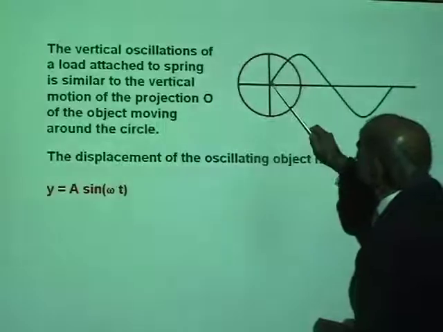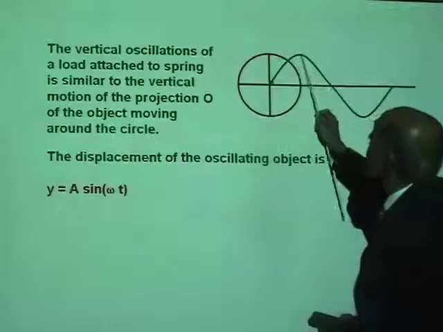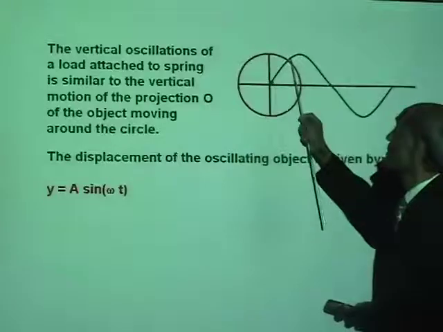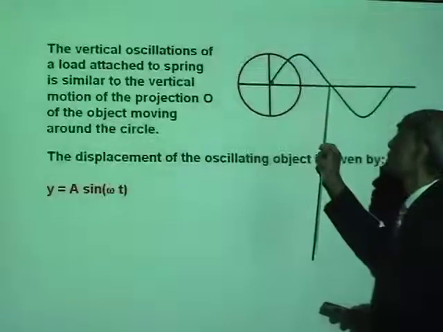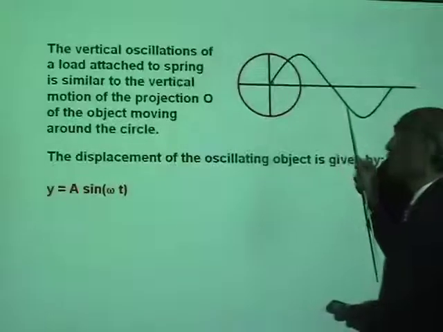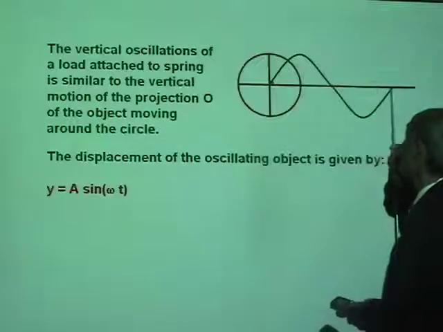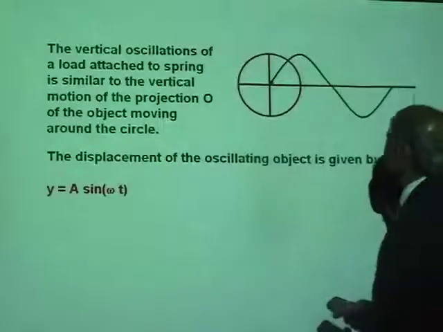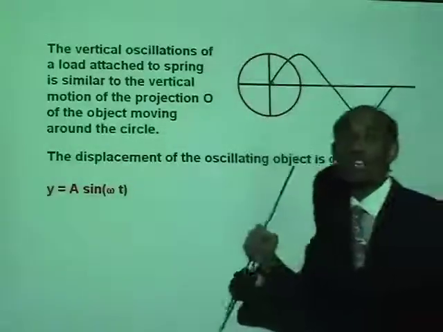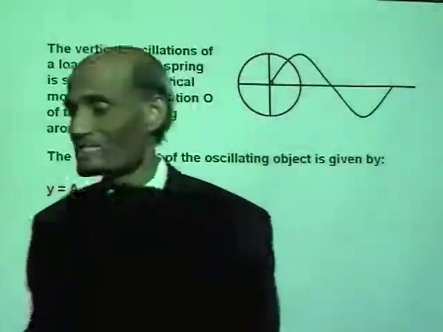You can see from 0 to pi by 2, the displacement increases and reaches the maximum. From pi by 2 to pi, the displacement decreases to 0. From pi to 3 pi by 2, displacement decreases to a negative minimum. From 3 pi by 2 to 2 pi, the displacement is back to 0. So this represents the displacement of the oscillating object for one full cycle.